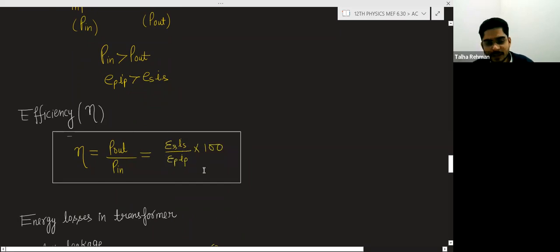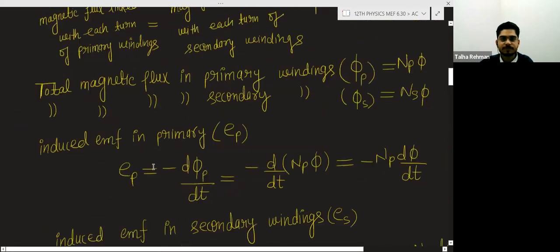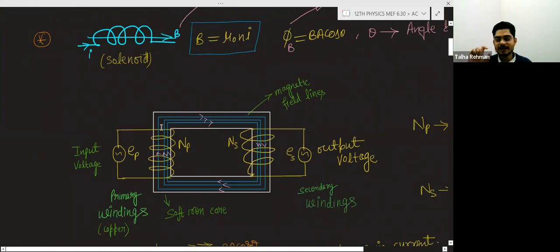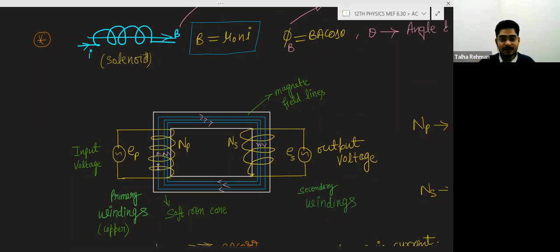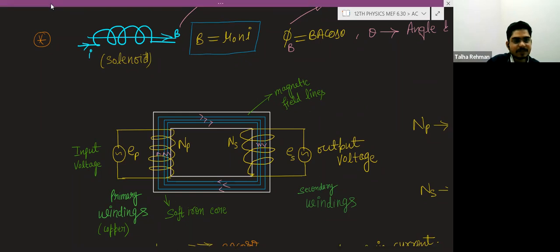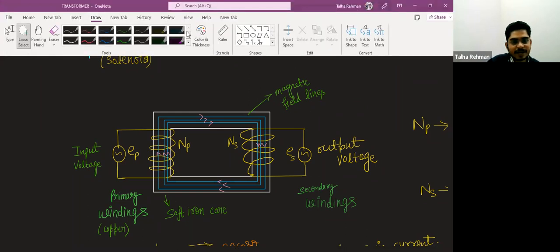Now there will be energy losses in the transformer. The first energy loss is, these are the magnetic field lines, so there is magnetic flux leakage also. These magnetic field lines in the case of a solenoid are not like this. Okay, magnetic field lines in the case of a solenoid are exactly like this.